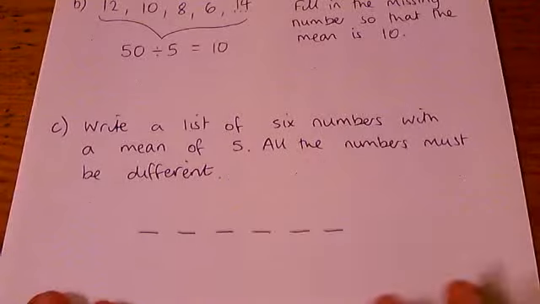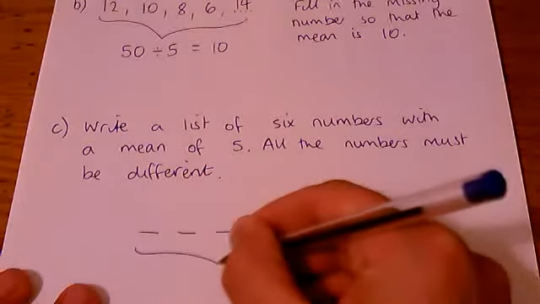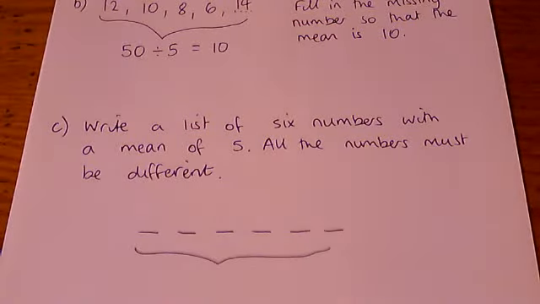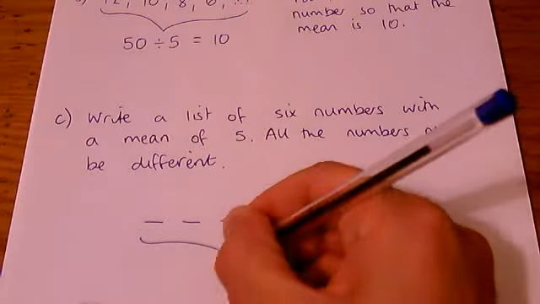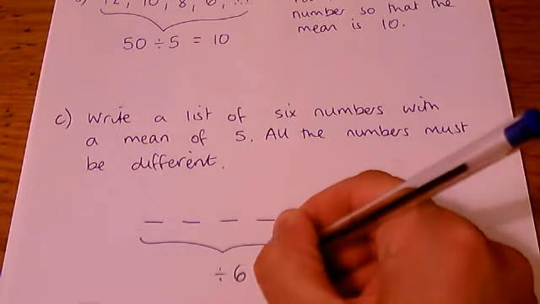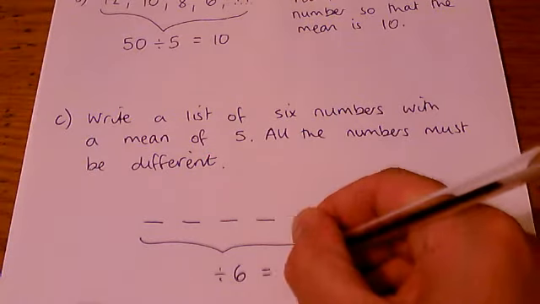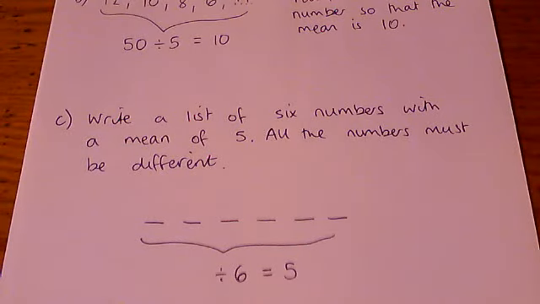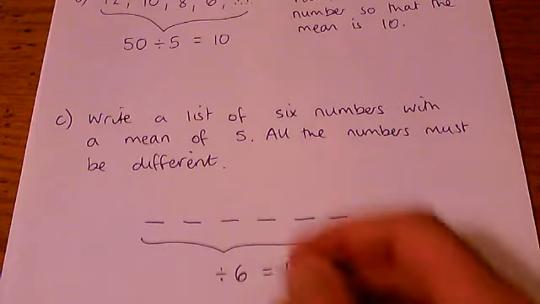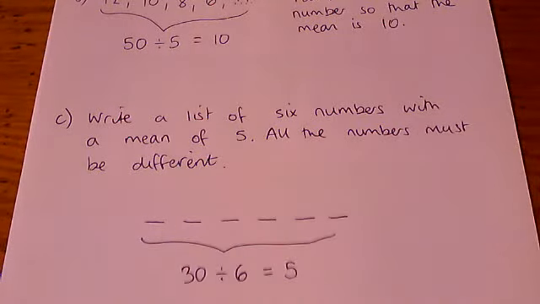So again, it's the same sort of technique. I've got 6 numbers here. I don't know any of them this time. I know that when I divide the total by 6, I've got to make a mean of 5. So the question is, what total do I need? And again, it's using your times tables. What divided by 6 makes 5? The answer is 30. So now I need to choose 6 different numbers which will total up to 30.